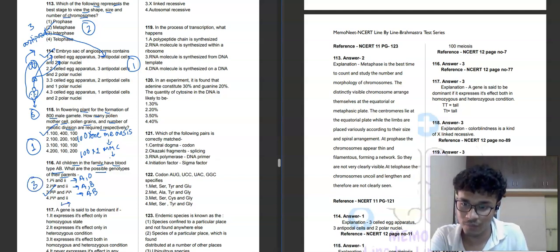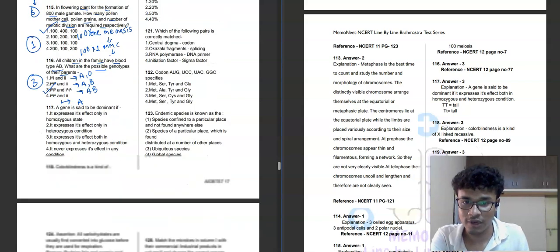In this case also, you can see that only A blood group is possible. So third option will be our correct answer for this question. Moving towards the next question, 170.